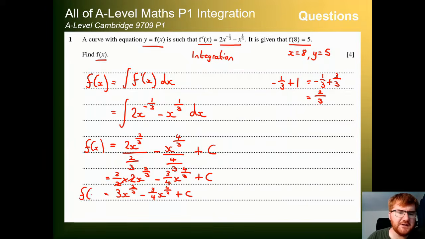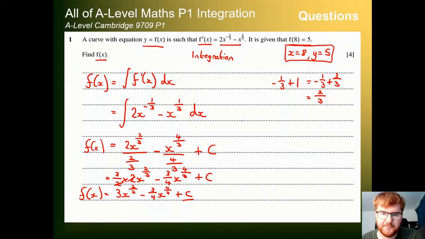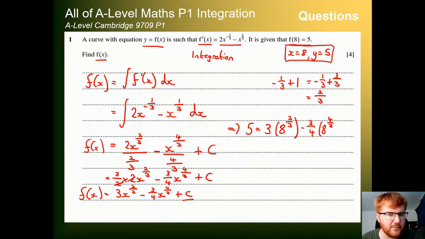Now again, we're not finished at this point. We haven't got the full function here, and we need to work out what this c is. So now we use these initial conditions. When x is equal to 8, y is equal to 5, or f of x is equal to 5. So if we use that, we get 5 is equal to 3 lots of 8 to the power of 2 over 3. Again, you can use your calculator to help you here as well. And then we have 8 again, to the power of 4 over 3. Wherever I see an x, I put an 8, then plus c.